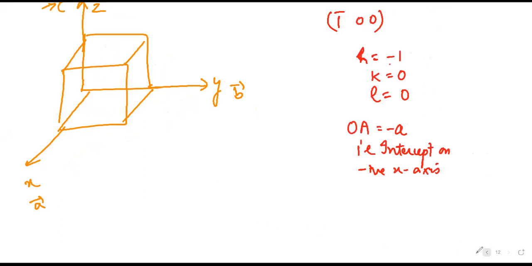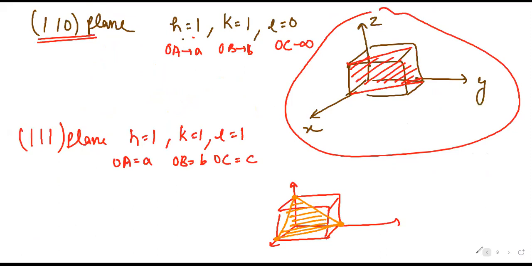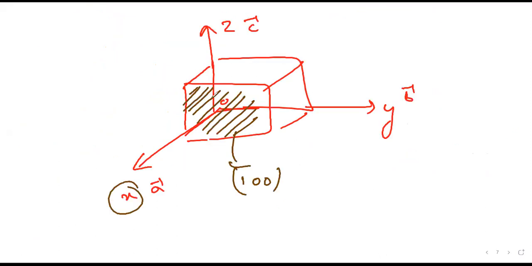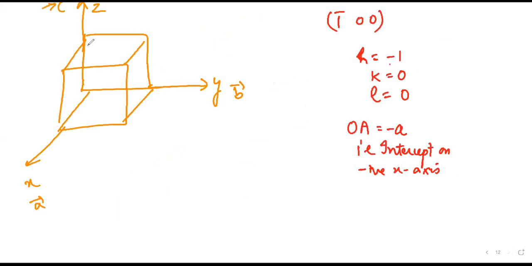Similarly, we have already drawn it for (1, 0, 0). Now I am taking it on the negative x-axis. Negative x-axis means if this plane is for the positive x-axis, this particular back plane is for the negative x-axis. Similarly, in this particular figure, this one plane is for (1 bar, 0, 0) Miller indices.